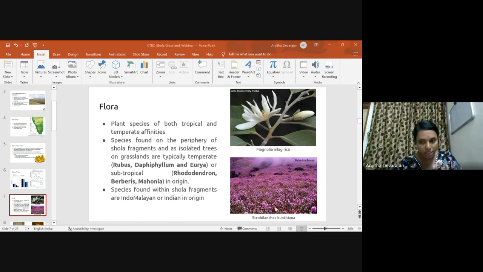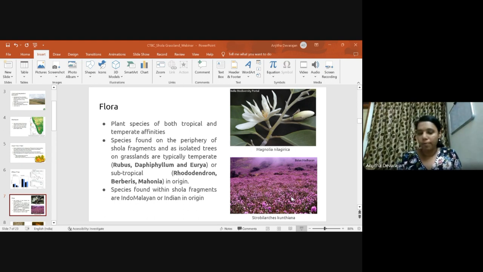And you can also see in the picture this Strobilanthes kunthiana. It is called Neelakurinji. There is a mass flowering of this plant every 12 years. So this gives a blue tint to the hills. And when we look into the origin of the term Nilgiri, which means blue mountains, it actually came from the mass flowering of this species in some years.